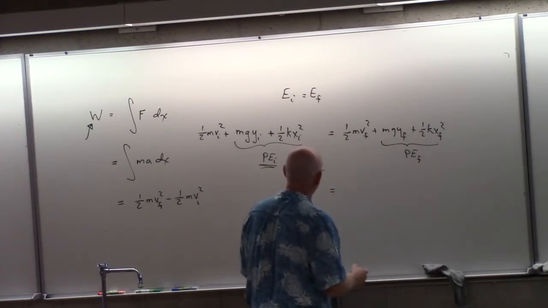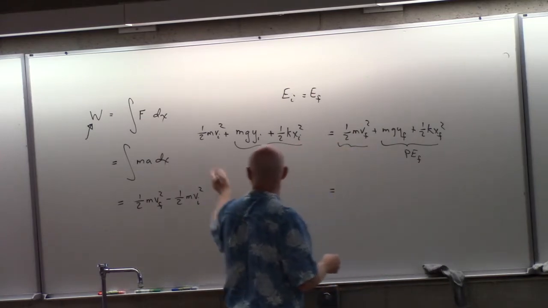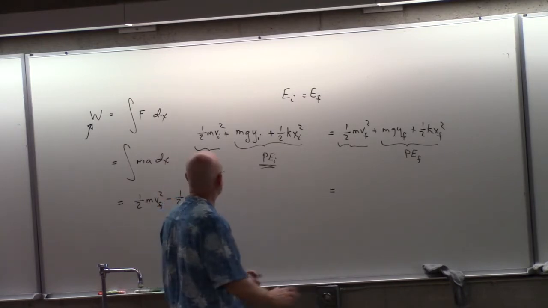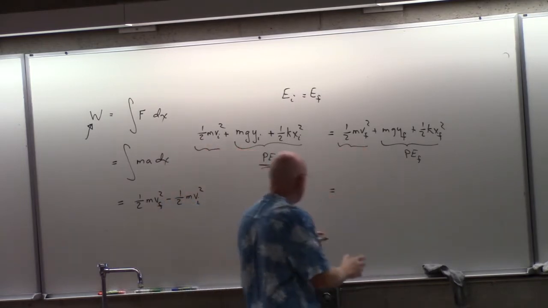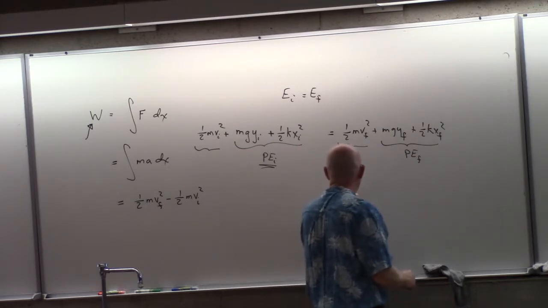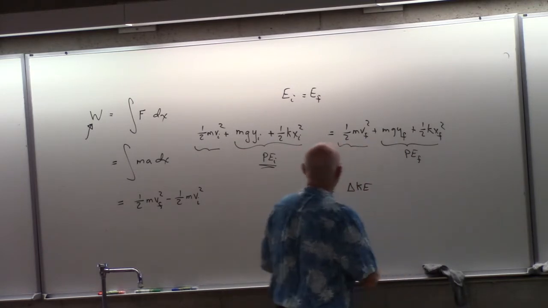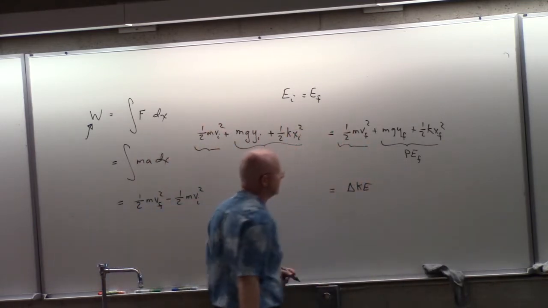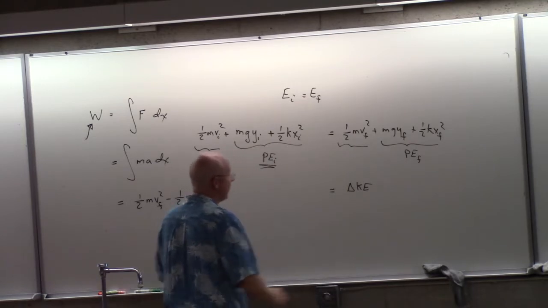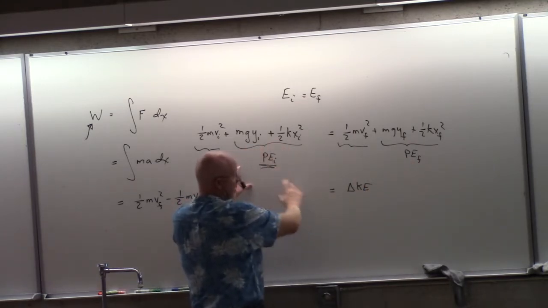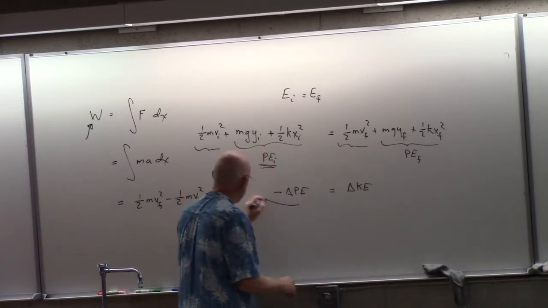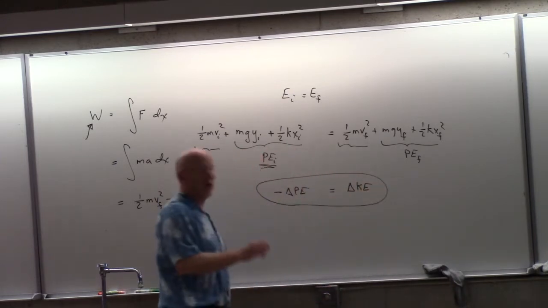What we could do is group the kinetic energies with the potential energies. So let me group these two together and call this the change in kinetic energy. If I move this over to this side, I would have the change in kinetic energy. And if I bring this to this side, we would have the negative of the change in potential energy. And so I'll just circle that.